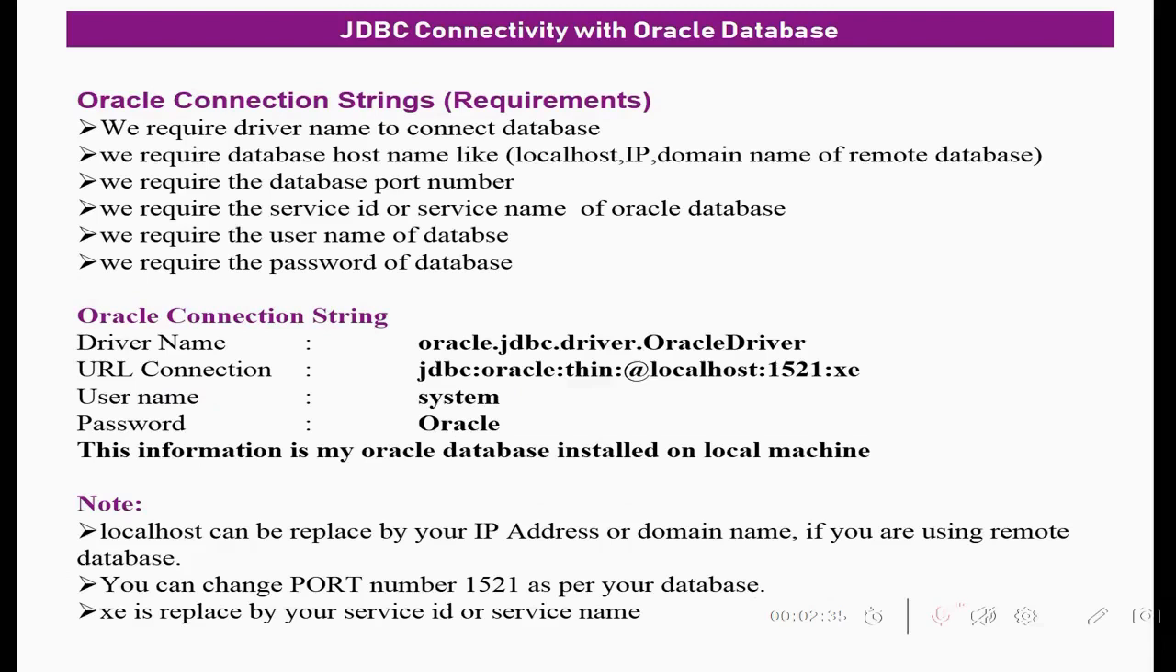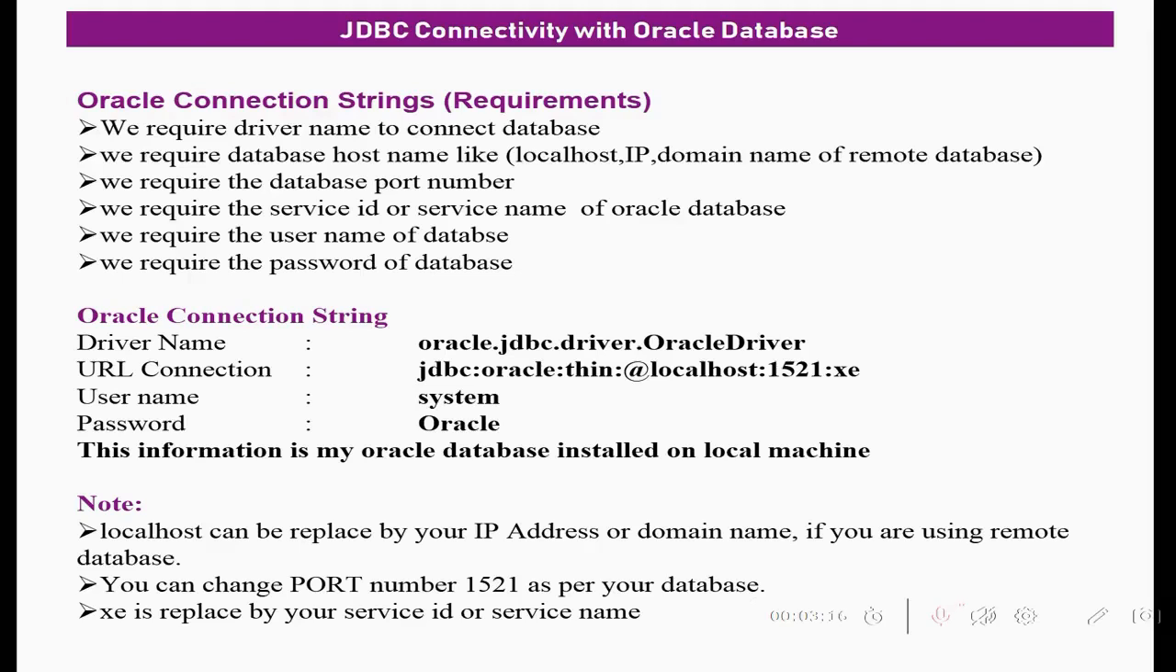Now let's understand Oracle connection string requirements. We require the driver name to connect the database. We require the database host name like localhost, any IP address, or domain name of your remote database, if the Oracle database is installed in another system or any remote server. We require the database port number. We require the service ID or service name of the Oracle database. We require the username and the password of that particular database.